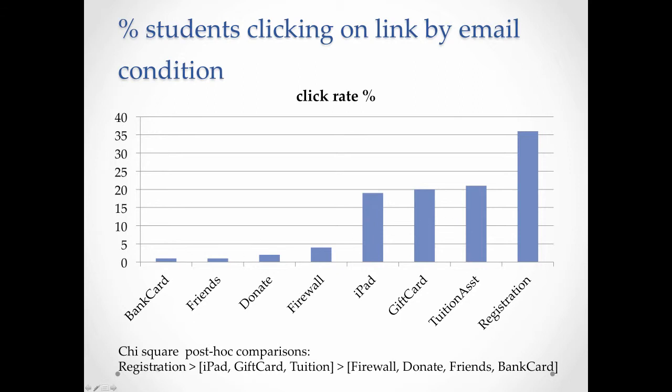So the post-hoc comparison showed that the registration condition was higher than the iPad, gift card, and tuition conditions, which are all the same. Again, these two should be switched. In this case, it doesn't matter because statistical tests showed that they were not statistically significantly different. That this group here was significantly lower click rate than the registration, but significantly higher than these four down here, which were not significantly different from one another. So we had a nice clear step progression.